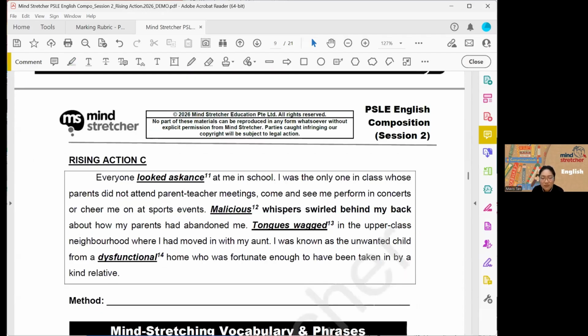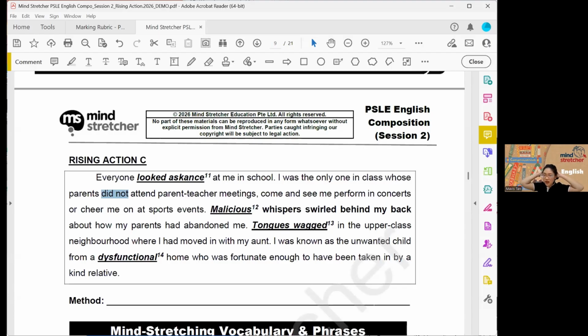Everyone looked askance at me in school. I was the only one in class whose parents did not attend parent-teacher meetings, did not come and see me perform in concerts, did not cheer me on at sports events. Malicious whispers swirled behind my back.